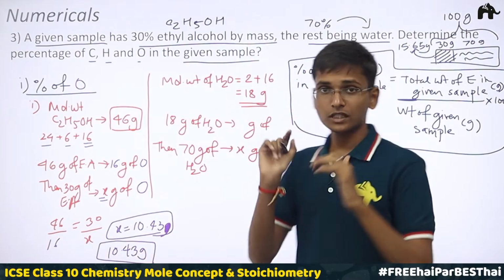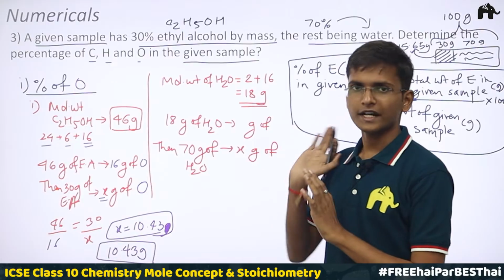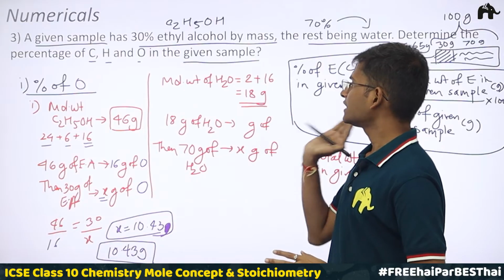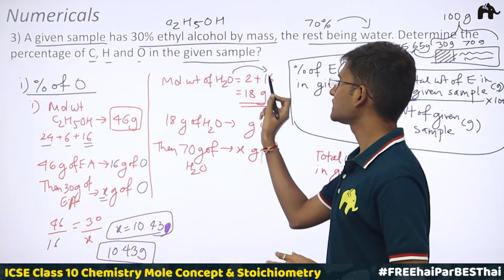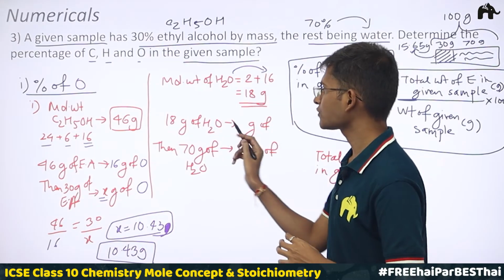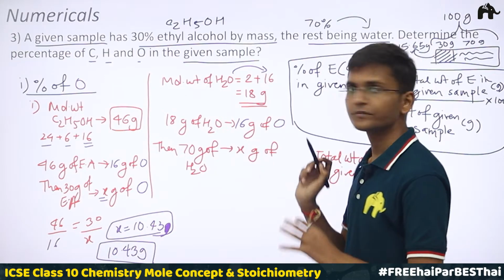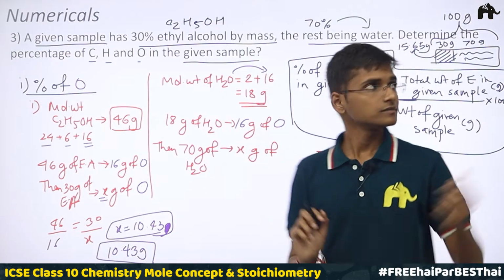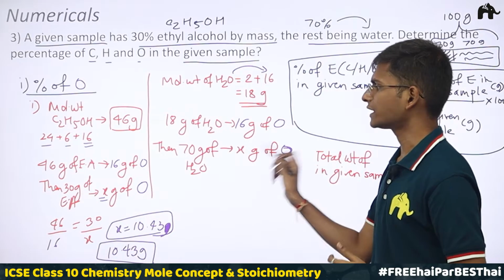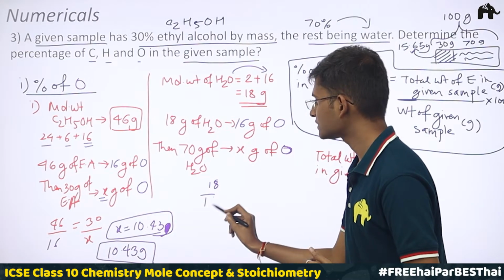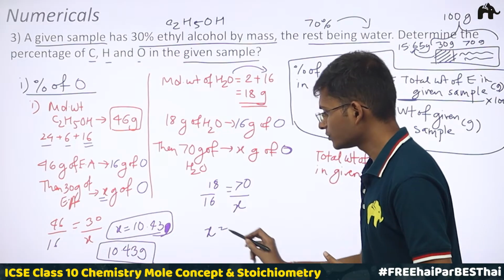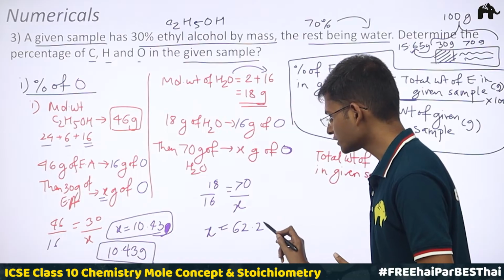So for 70 grams of water, we would start with the molecular weight of water, which is 18 grams. Then what is the contribution of oxygen here? 16, correct? So out of 18 grams of water, 16 grams is oxygen. So 18 grams of water has 16 grams of oxygen, right? Then 70 grams of water will have x grams of oxygen, right? Then we would find the value for x. So 18 by 16 is equal to 70 by x. x would be around 62.22.